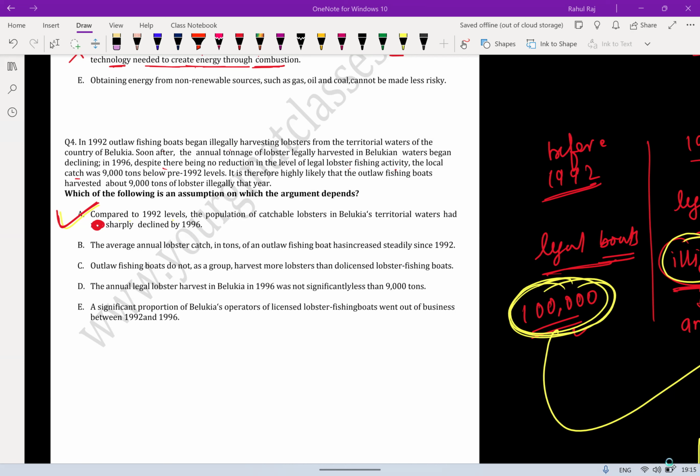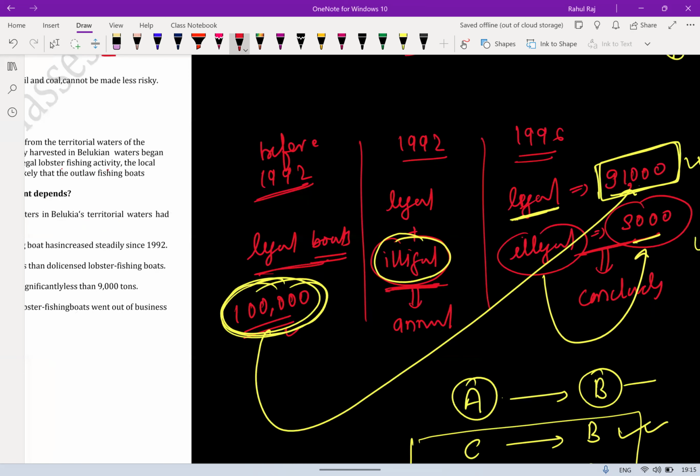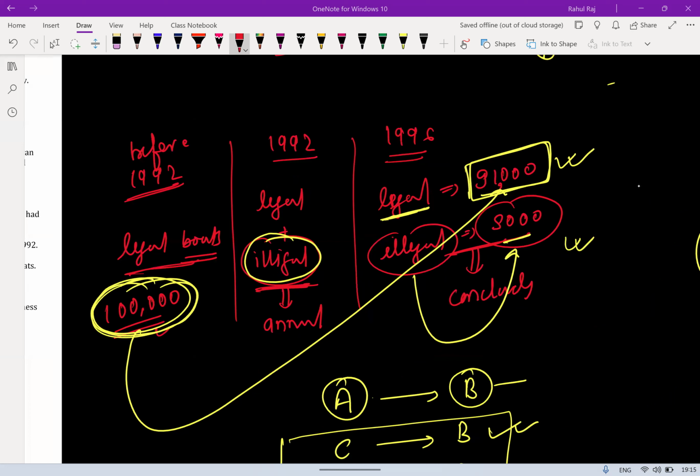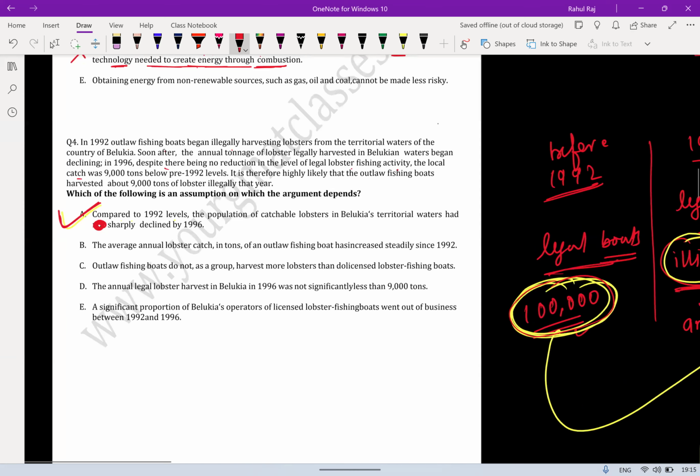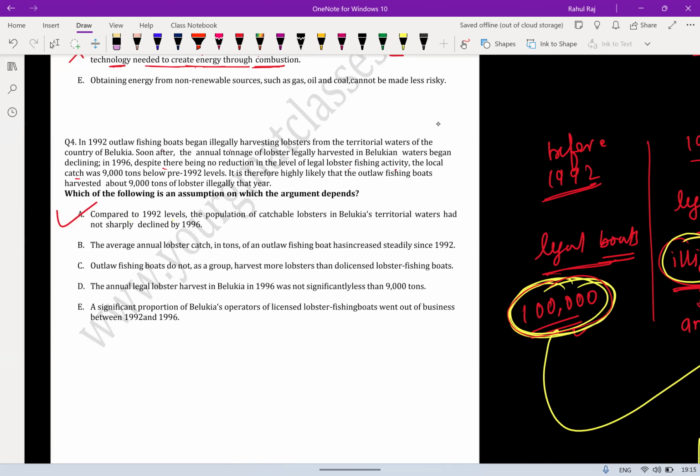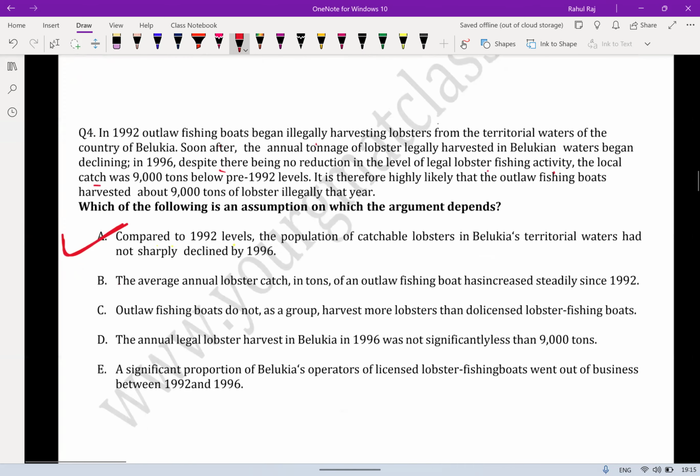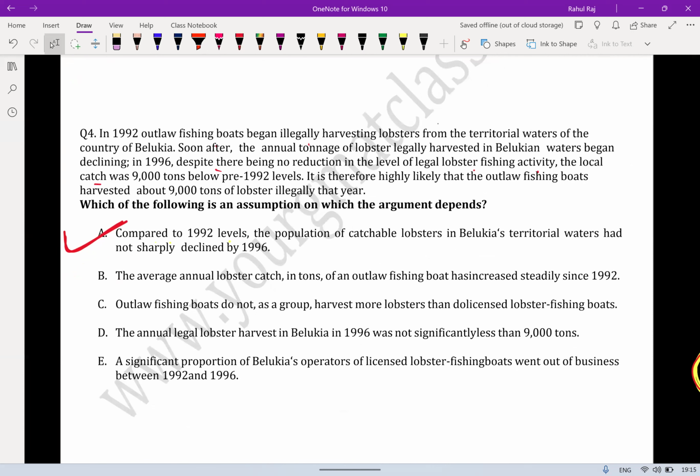I'll clear it. The conclusion says that 9,000 tons were taken by illegal boats. But when I negate the answer choice, what I'm getting is that this 100,000 ton is only reduced to 91,000 tons. So how can I say 9,000 ton is taken by illegal boats? Straight away I'm challenging the conclusion. Now, once you have marked this answer, your job is pretty simple. You have to 100% check what I'm telling you for the next 50 assumptions questions for sure, because these are the checks that ensure a beautiful concept of assumptions is set in your head. Now you go and solve anything, whatever you want.